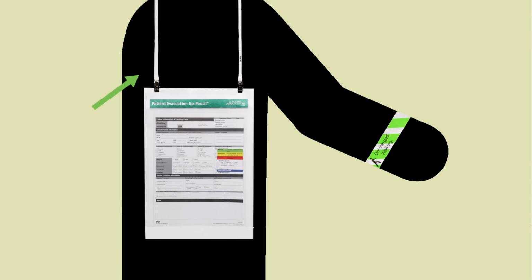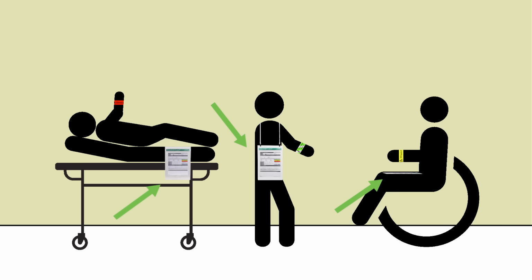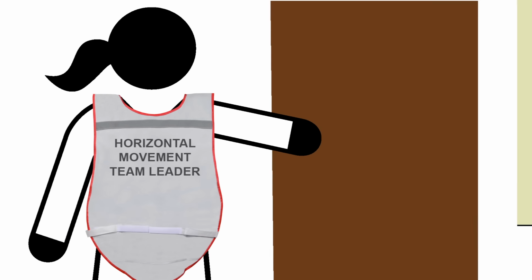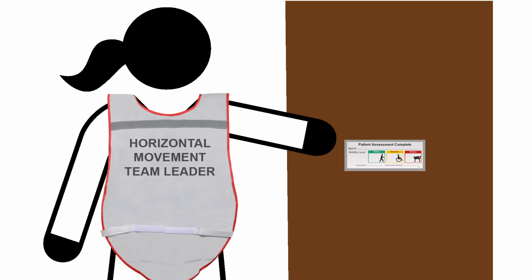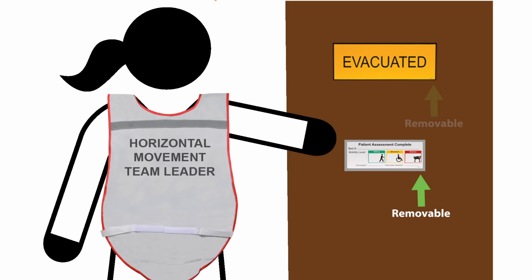The entire Go Pouch is tethered to the patient with the Go Pouch clip so that critical items remain with the patient during transport. Use the removable Patient Assessment Door Sign to signify that the patient is prepared for movement. Now the patient is ready to be transported when directed. Use the removable Evacuation Door Sign to show that the patient's evacuation is complete.